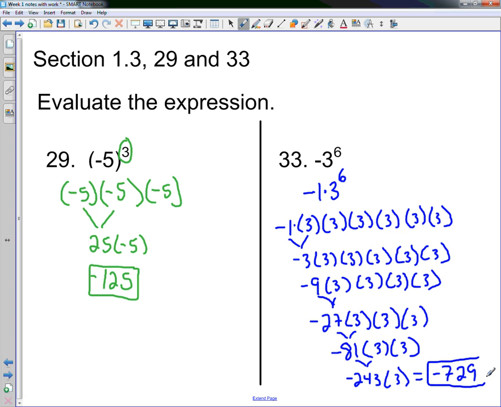The main thing with this is identifying where the negative sign was. When there is parentheses, keep it inside each parenthesis. When there isn't, go ahead and put it out front. Make sure you're paying attention as you work those. Alright, let's look at order of operations.